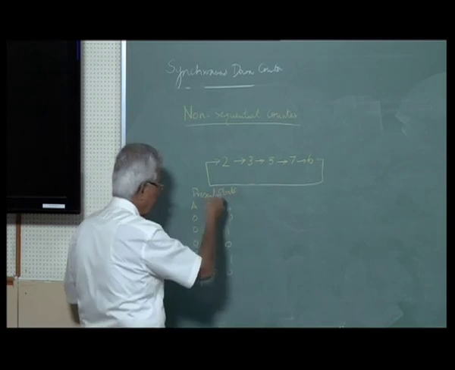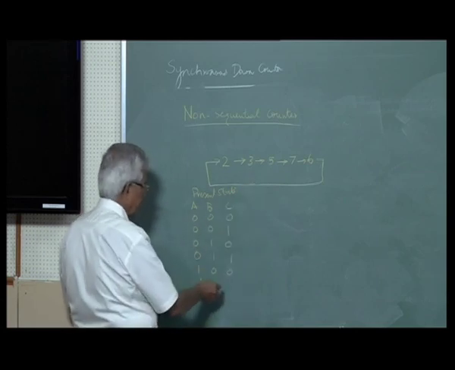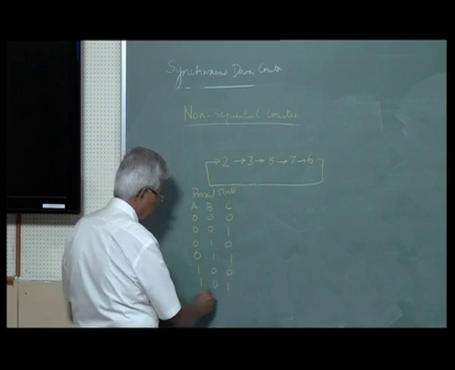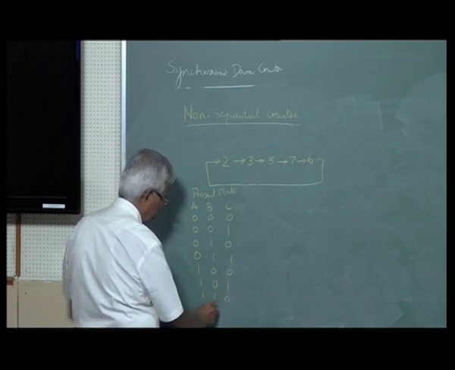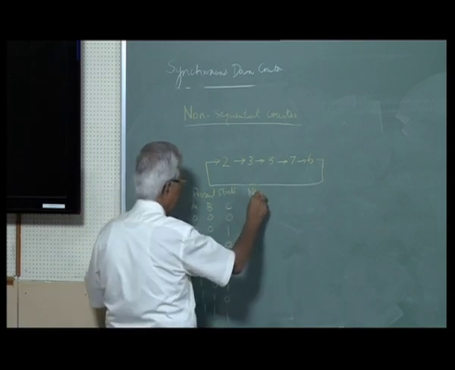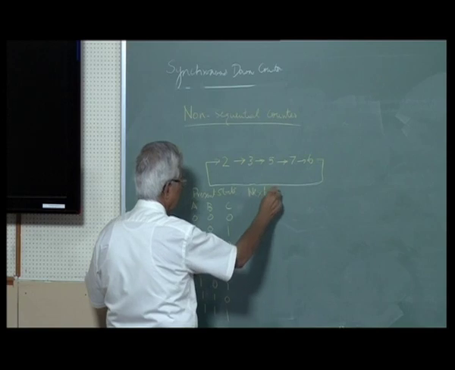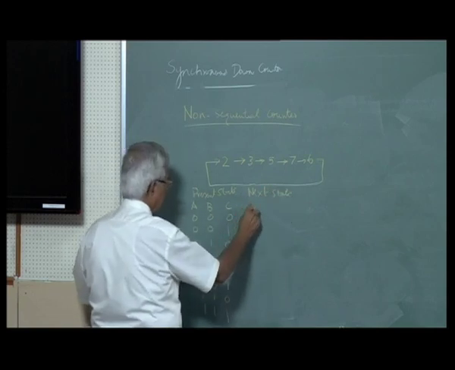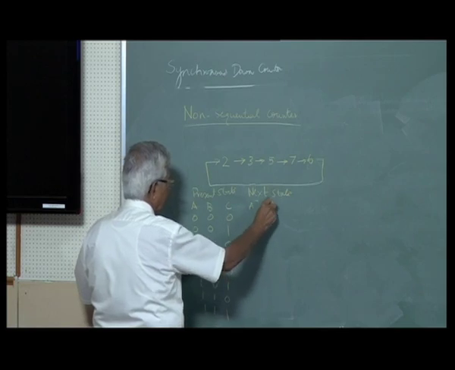Whereas any other thing you can do in a sequential manner, the present states 1 0 0, 1 0 1, 1 1 0, 1 1 1. The next state would be, there is no 0 0 state, so there is no question of next state. You call A plus, B plus, C plus.